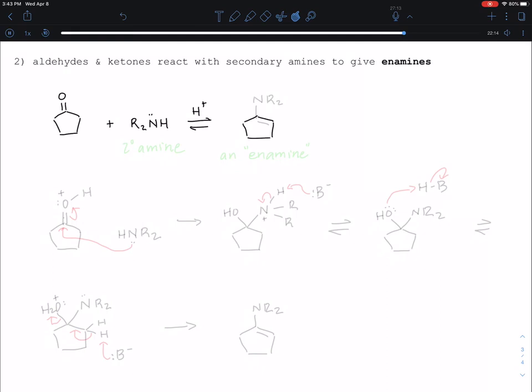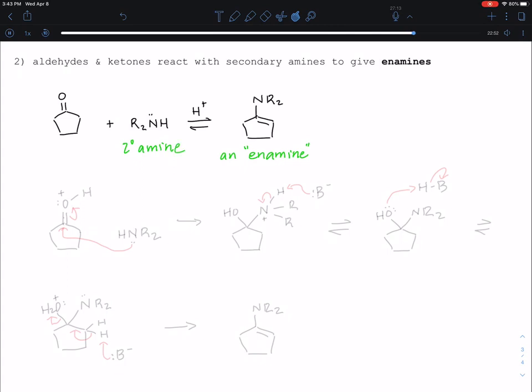Now, you're probably sitting there going, well, what are you going to do? You have two R groups, right? It's not like we're going to deprotonate a second time, right? And make that double bond. Nope, we're not. But we can deprotonate that carbon, kick the water off, and we make what's called an enamine. So ene, because of the double bond, and then amine. This is a secondary amine.